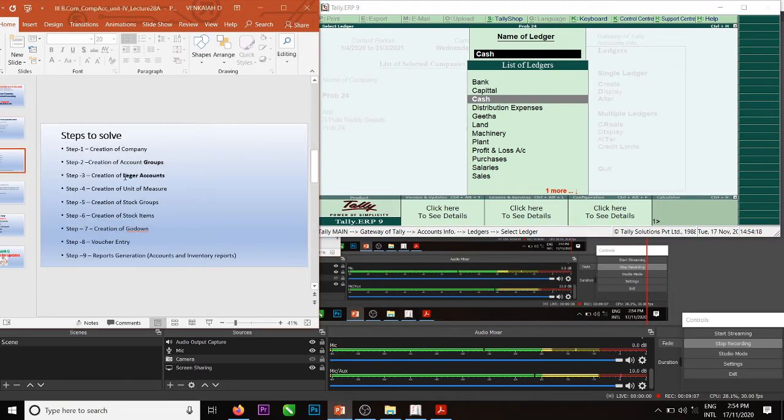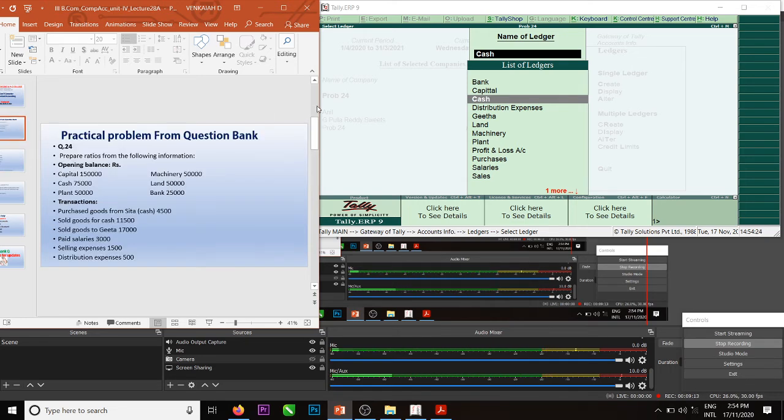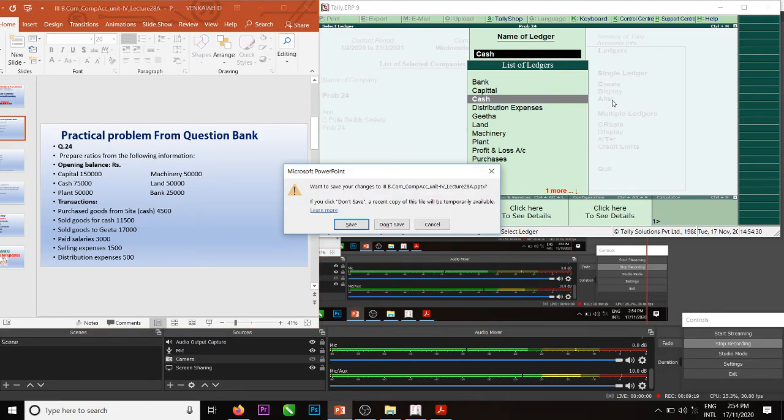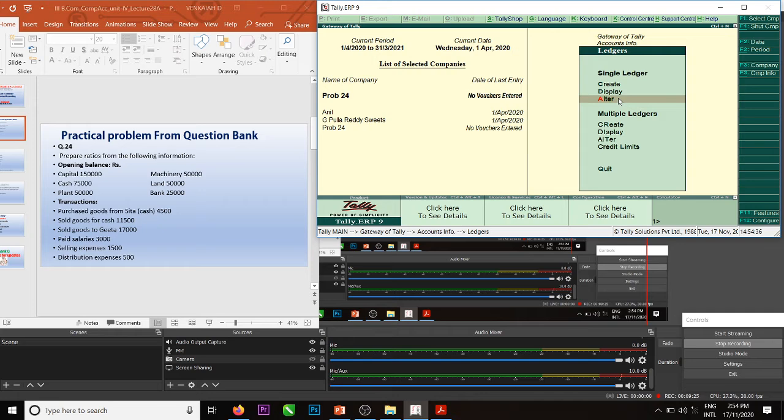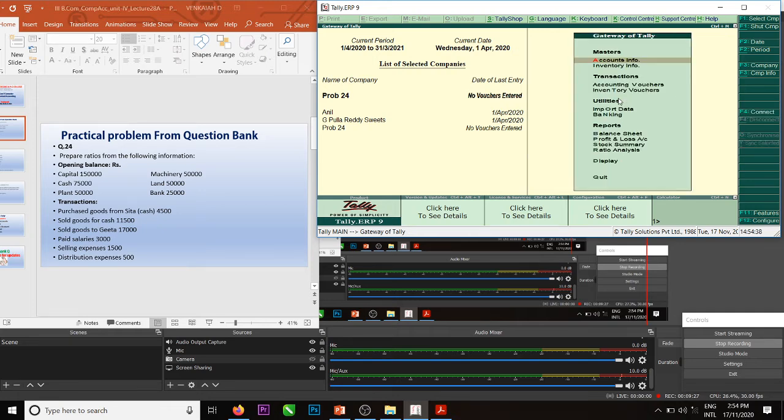Creation of group already created, ledgers we created, and now we are coming to voucher entry. We will enter the transactions. Control Q for go back. Cancel. Counting vouchers.